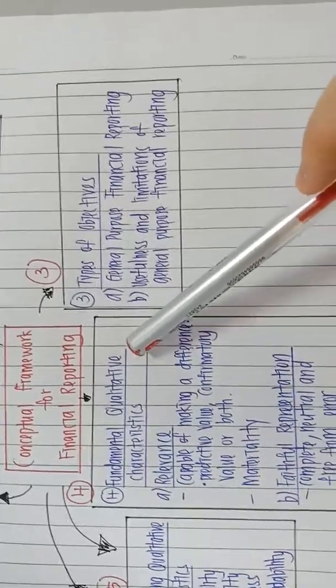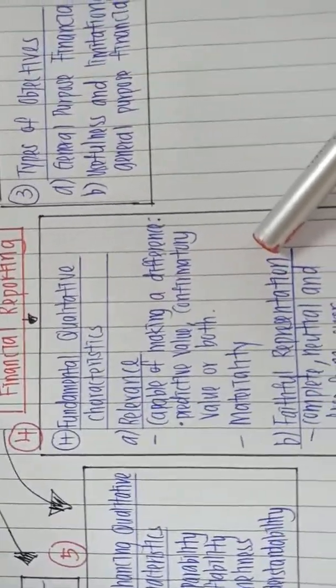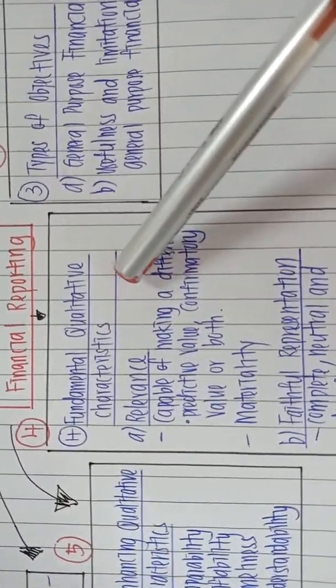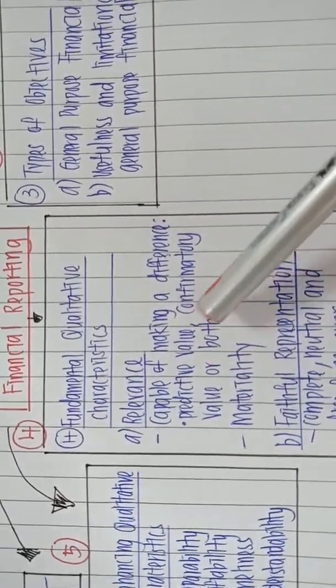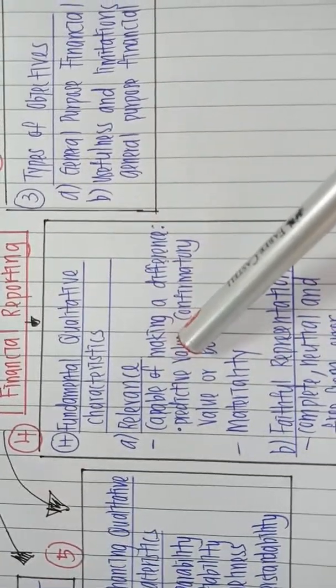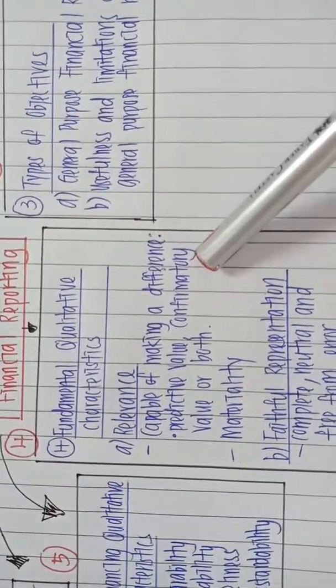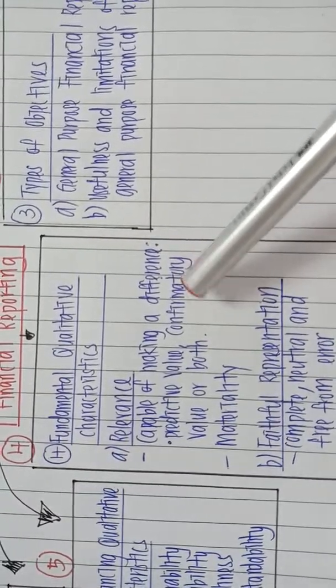Fundamental qualitative characteristics have two parts. The first one is relevance and the second one is faithful representation. Relevance is capable of making a difference, with predictive value, confirmatory value, or both. Predictive value is to predict future outcomes, and confirmatory value is that it provides feedback about previous evaluations.